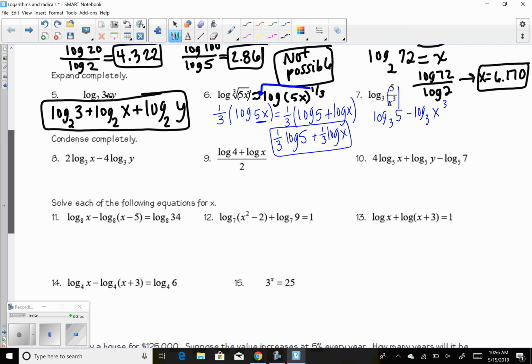Okay, I can't stop here because there's an exponent. When I expand, the exponent has to move to the front. The first one's fine. Log base 3 of 5 minus, I got to move that guy to the front. 3 times log base 3 of x. And there's my final answer.